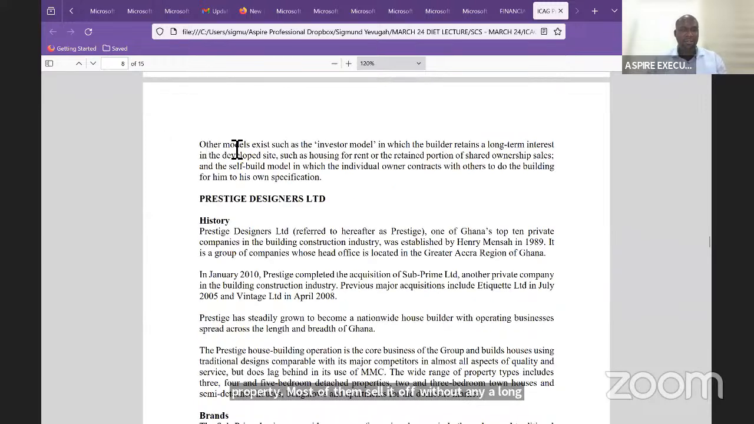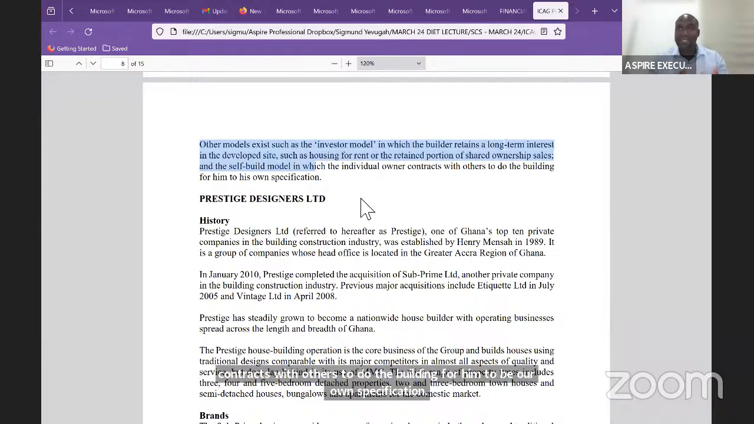Exactly. Other models exist, such as the investor model, in which the builder retains long-term interest in the developed site, such as housing for rent, or the retained portion of share ownership in terms of sales, or the self-build model, in which the individual owner contracts with others to do the building for him to their own specification. So these are the various types of business models that are in the market.